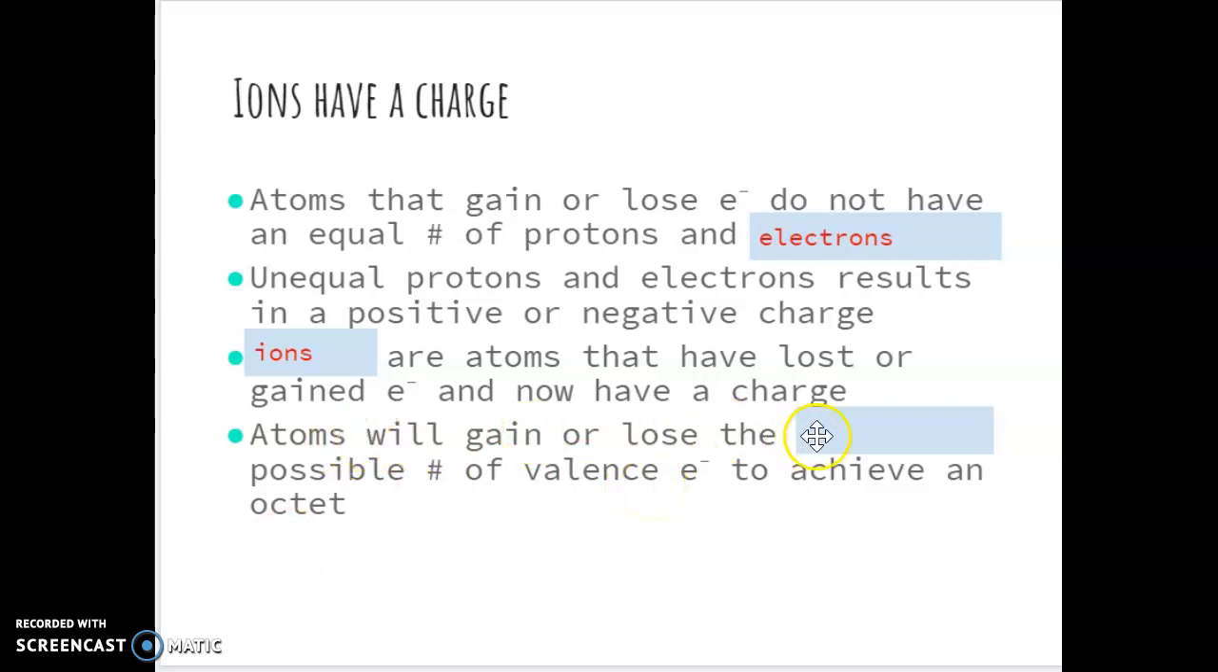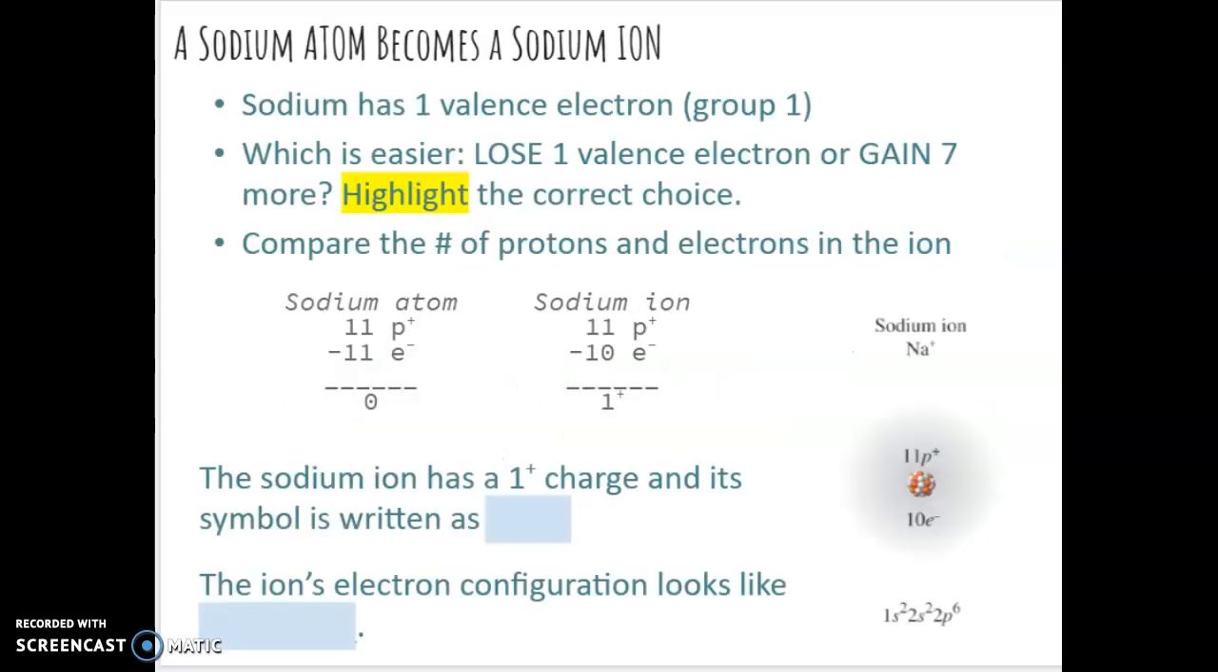So atoms will gain or lose the least possible number of valence electrons to achieve an octet. It's easier to gain 3 than it is to lose 5. This one's a practice here.